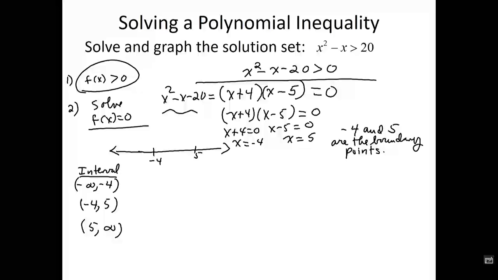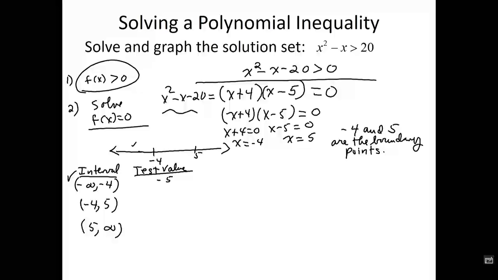To make a determination in each interval, say for all real numbers less than negative 4, we're going to choose what we call a test value. So choose something less than negative 4. Let's choose, let's say, negative 5. So in this interval, I'm going to choose negative 5 as the test value.